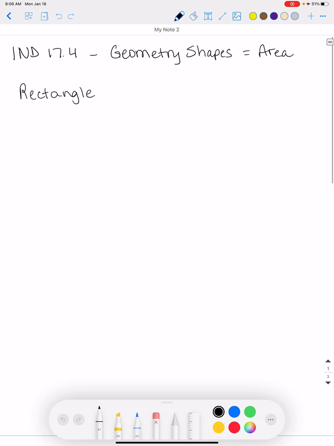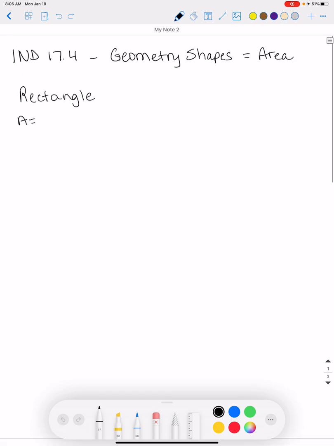Okay, a rectangle. And to find the area of a rectangle, I'm just going to use A for area. Area is length times width. Okay, length times width. So if you have a rectangle, and we have a length of 6xy squared, and we have a width of 4x squared y, okay?